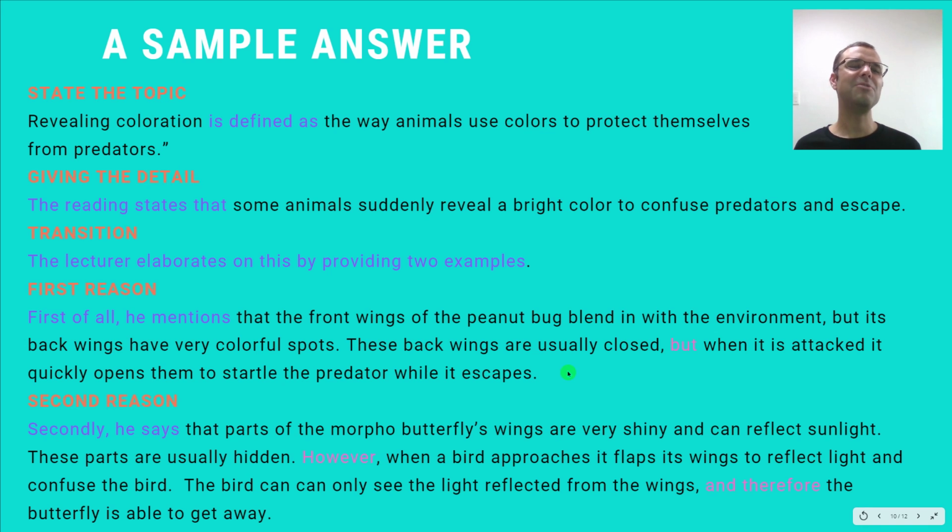So here is our sample answer. Again, I'm following the template I just gave you. I start by stating the topic. Revealing coloration is defined as the way animals use colors to protect themselves from predators. Just following the template. Next up, I'm giving the detail. The reading states that some animals suddenly reveal a bright color to confuse predators and escape.